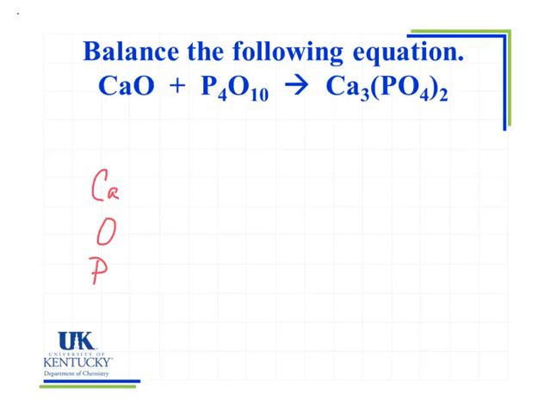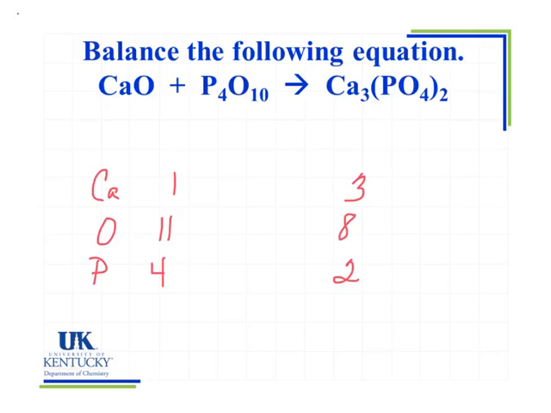So I see on the left side I have 1 calcium, I have 11 oxygens because I have 1 oxygen here and 10 there for a total of 11, and I have 4 phosphorus atoms. On the right side of the equation I have 3 calciums, I have 2 phosphorus because I have 2 times 1 for 2, and for oxygen I have 8 because I have 2 phosphates and each phosphate has 4 oxygens for a total of 8.